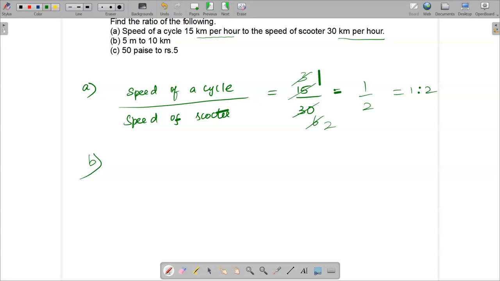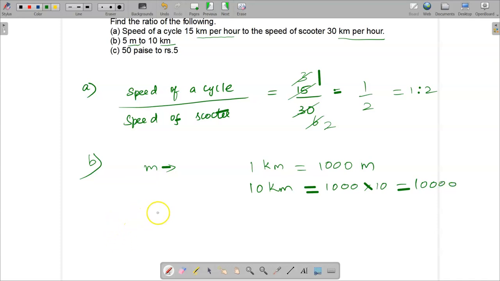Coming to the second problem, 5 meter to 10 kilometer. Here it is meter, here it is kilometer, so directly we cannot write the ratio. First, both units should be the same. One is meter and another one is kilometer. Whichever is the bigger one, convert that into the smaller one. So 1 kilometer is equal to 1000 meter. So 10 kilometer is equal to 1000 into 10, which is nothing but 10,000.